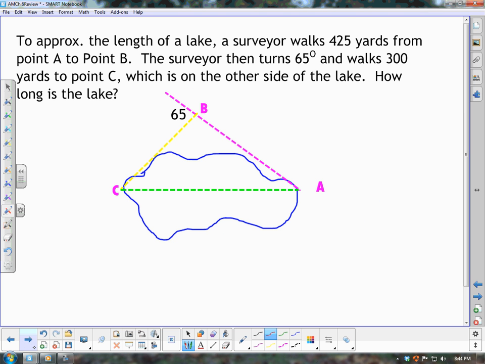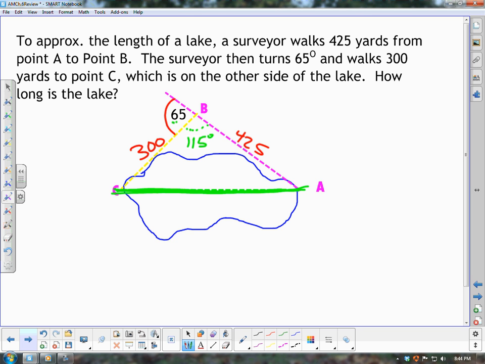All right, so now we have, to approximate the length of a lake, a surveyor walks 425 yards from point A to point B. So this is 425. The surveyor then turns 65 degrees, so that's this angle right here, and walks 300 to point C, which is on the other side of the lake. How long is the lake? So we're trying to figure out this length right here in green, and so we can use the law of sines, because we know that since this is 65, that has to be 115 degrees, because it has total 180.